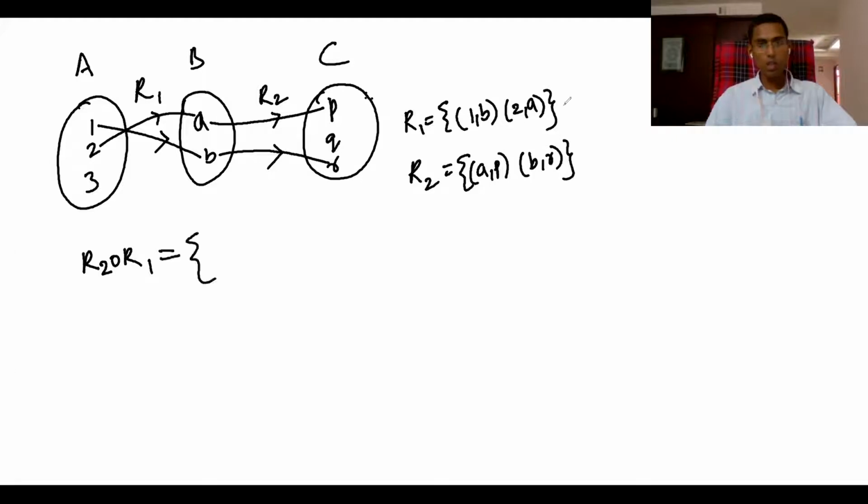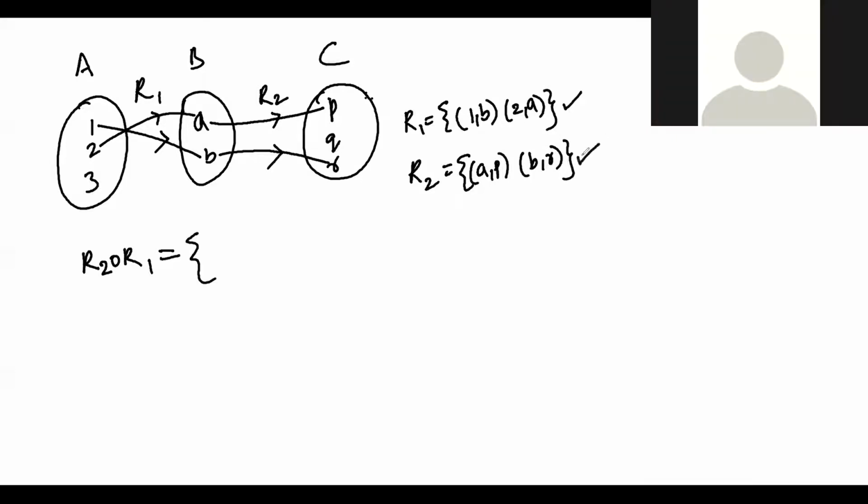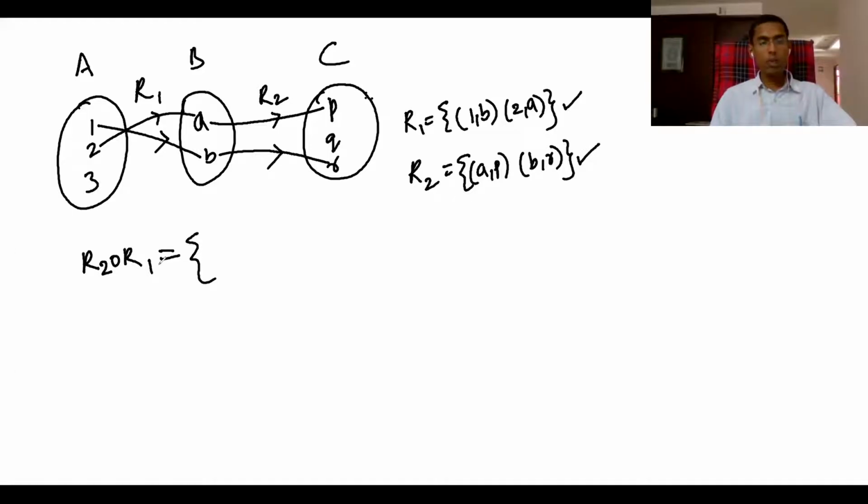This is a relation. Now what is this relation? If R1 is the relation from A to B and R2 is the relation from B to C, then R2 circle R1 is a relation from A to C. How do you write this? So here this is R2 circle R1.